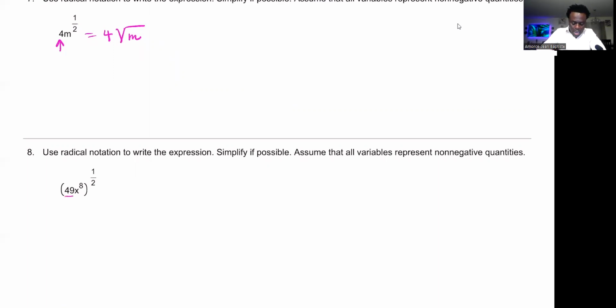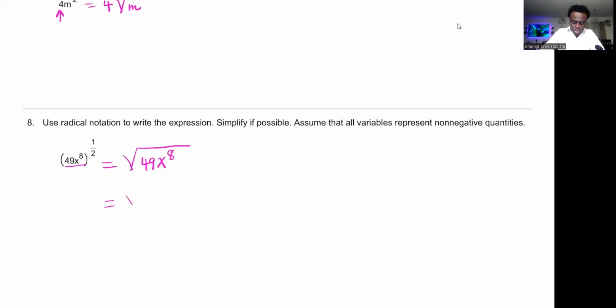So you see how everything is put inside a pair of parentheses to indicate that the 1/2 power is a power for 49x to the 8th power. That means 49x to the 8th power goes inside of a square root because the index is 2. So 49x to the 8th. And then you know how to solve.